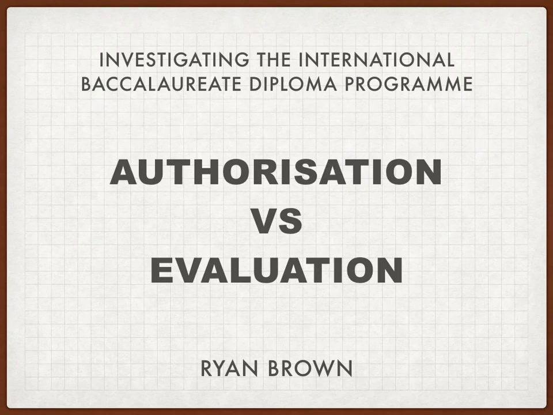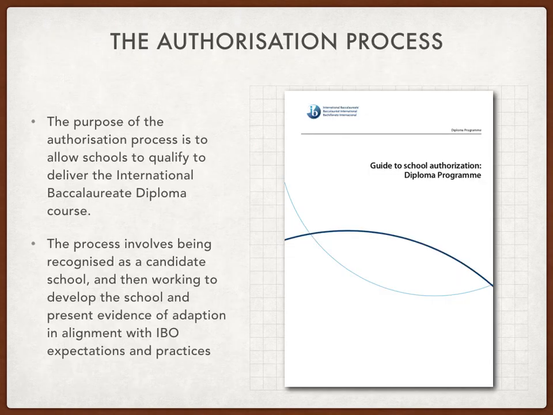This presentation aims to compare the authorisation process to the evaluation process for the International Baccalaureate Diploma program. To distinguish the two programs initially, the purpose of the authorisation process is to allow schools to qualify to deliver the International Baccalaureate Diploma program. The process involves being firstly recognised as a candidate school and then working to develop the school and present evidence of adaptation in alignment with the IBO expectations and practices.